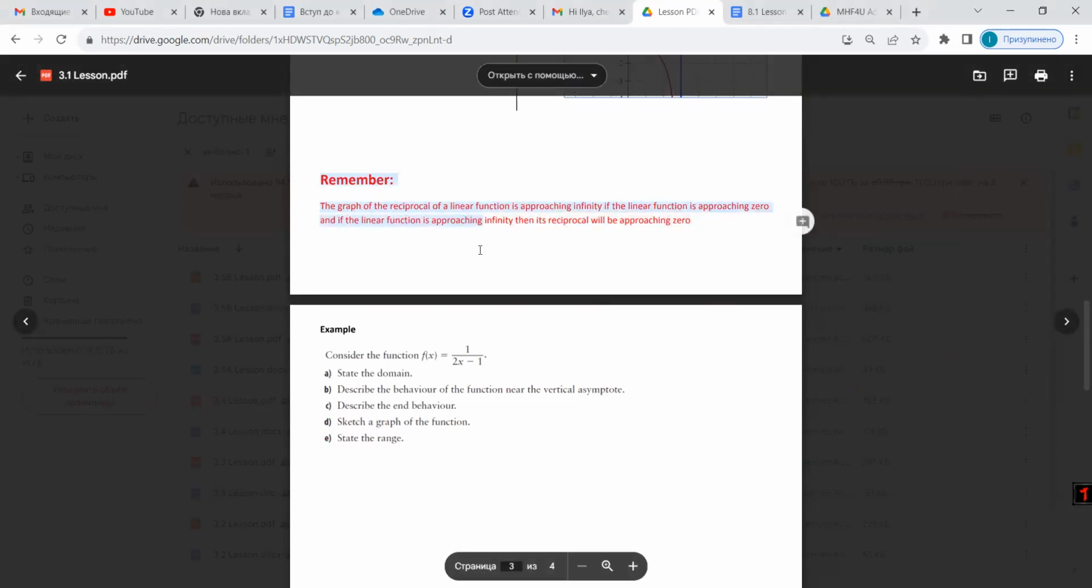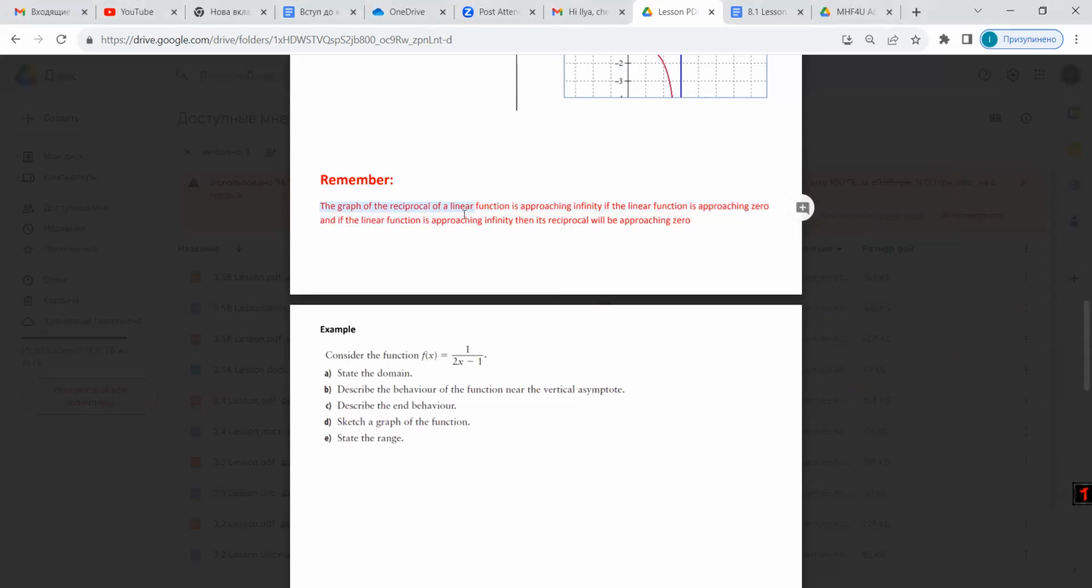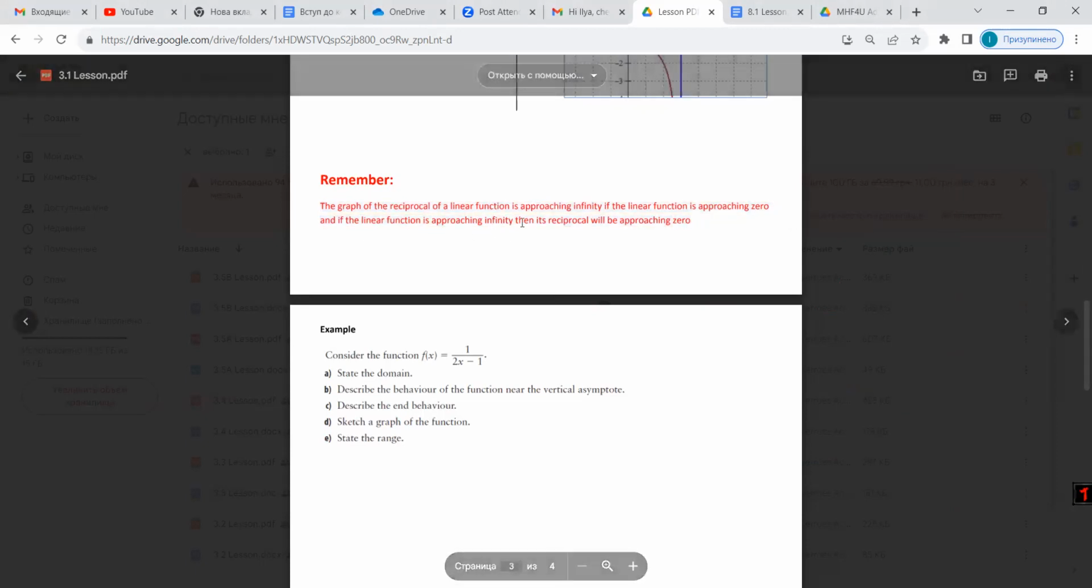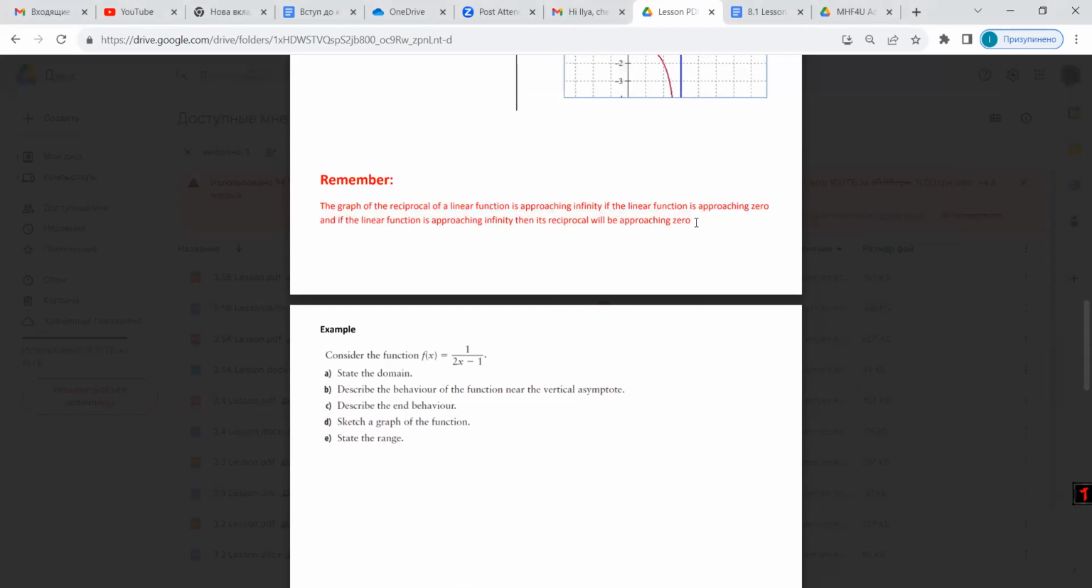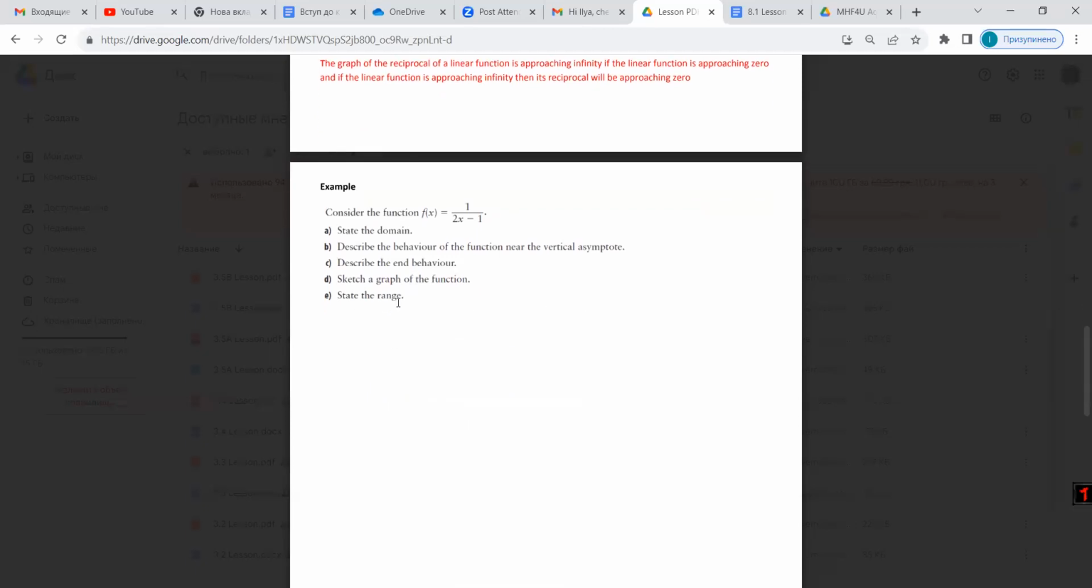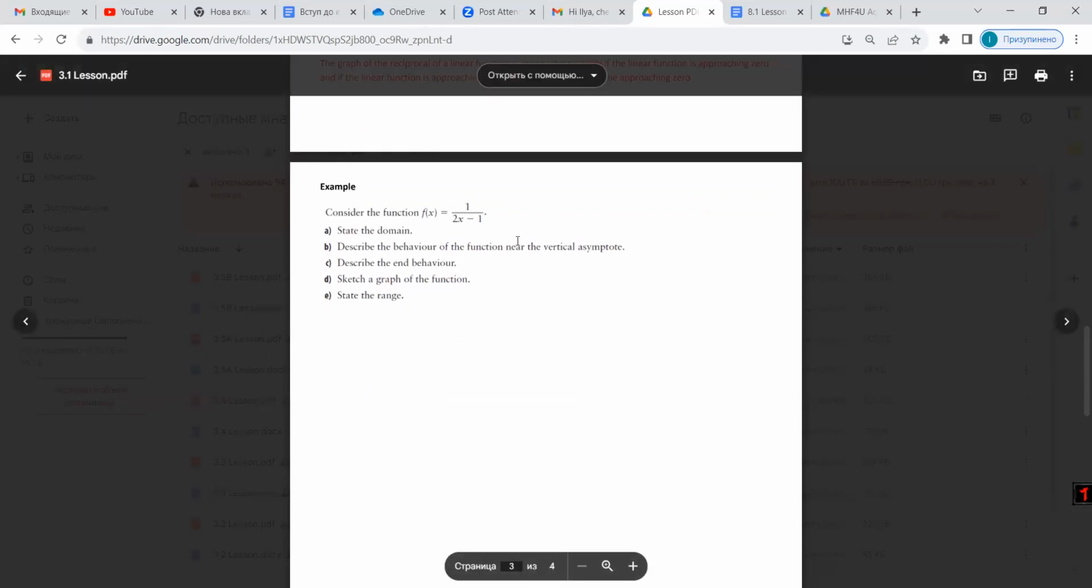So what you have to remember, the graph of the reciprocal of a linear function is approaching infinity if the linear function is approaching 0. And if the linear function is approaching infinity, then this reciprocal will be approaching 0. Okay? One more time. The graph of the reciprocal of a linear function is approaching infinity if the linear function is approaching 0. And if the linear function is approaching infinity, then its reciprocal will be approaching 0.